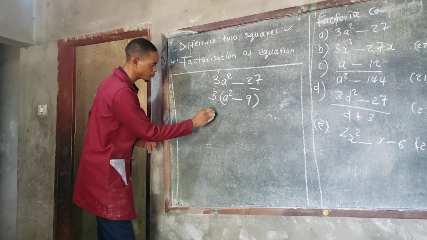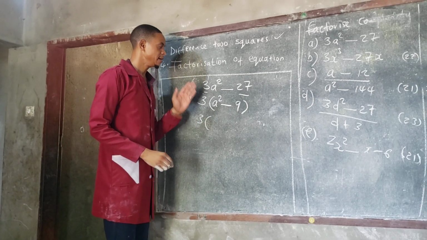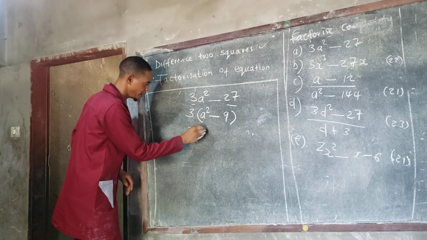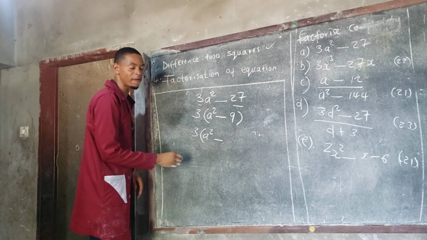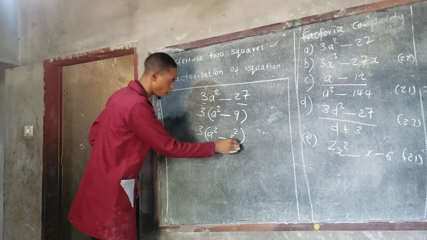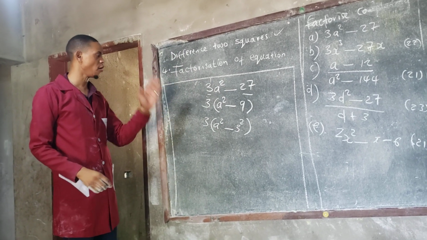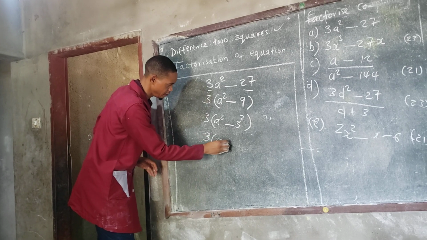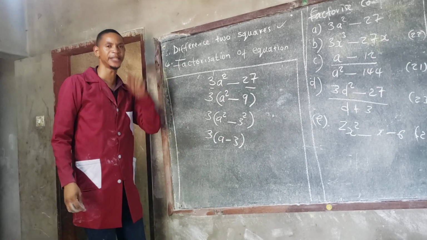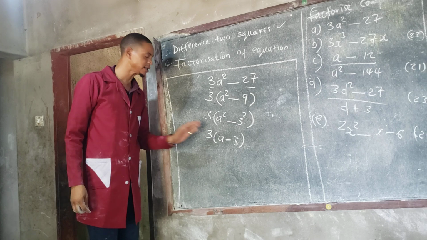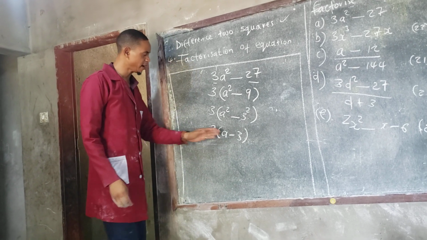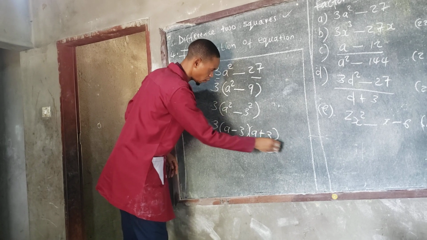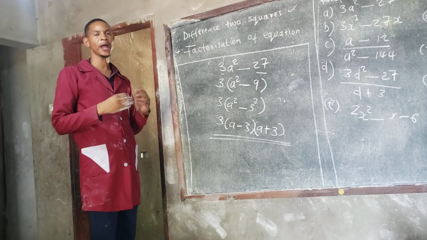Now I come to finding the perfect square of 9. The perfect square of a squared is a, and the perfect square of 9 is 3, since 3 squared is 9. Then from there, I'll write this as (a minus 3). Now, what is the difference of a minus 3? The difference of a minus 3 is a plus 3. So this is my final answer.